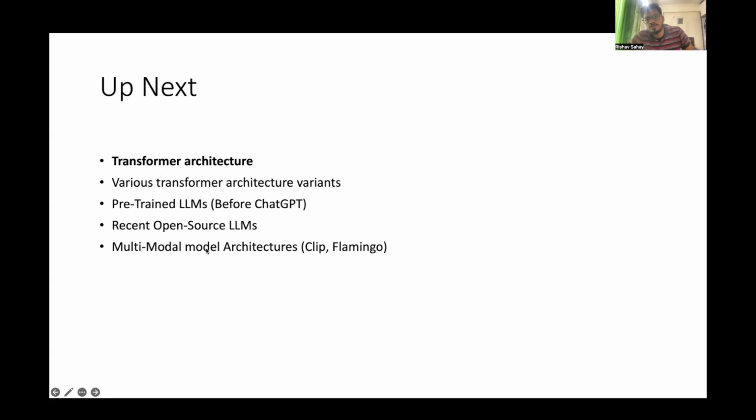We'll also look at the pre-trained LLMs that came before the ChatGPT era, such as the GPT series, BART, the BERT model, T5. We'll also look at the recent open source LLM like Llama and different versions of it, and how every day a new LLM is coming up and changing the scenario. Finally, we'll look at the multimodal model architectures like CLIP and Flamingo. By the end of this session, you'll have a deeper understanding of these concepts and how they contribute to the rapidly evolving landscape of AI. Let's dive in.